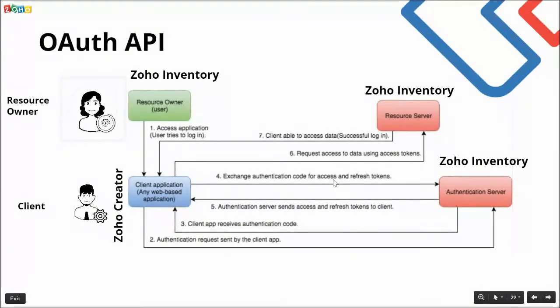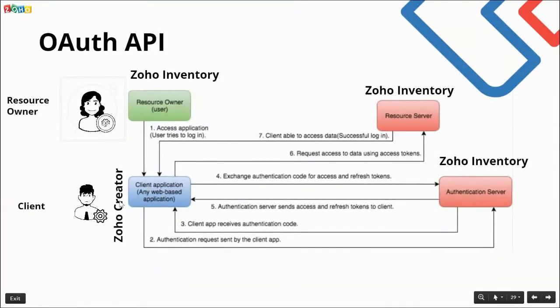The authentication code is then exchanged for the access token and refresh token. Once we get the access and refresh token, as I told you, the refresh token will never expire. So we'll use this refresh token to produce the new access token. And finally, with the help of the new access token, the client will have access to Zoho Inventory, and the data flow can happen in an uninterrupted manner.